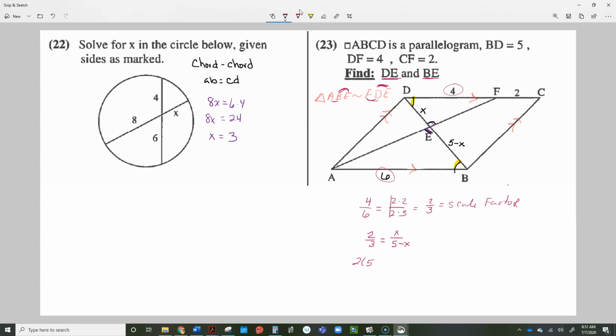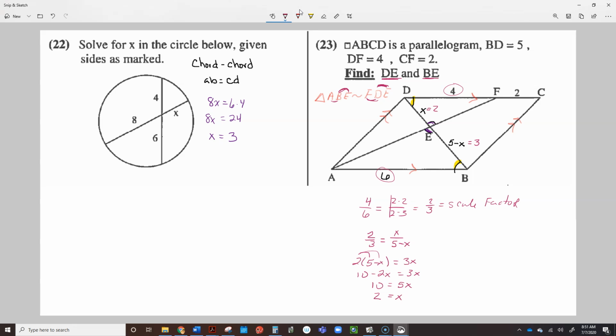So 2 times 5 minus X is equal to 3X. Be sure you distribute. That's 10 minus 2X is equal to 3X. Add 2X to both sides, and 10 is equal to 5X. Divide both sides by 5, and X is equal to 2. So that means that DE is 2, and BE is 5 minus 2, which is 3.